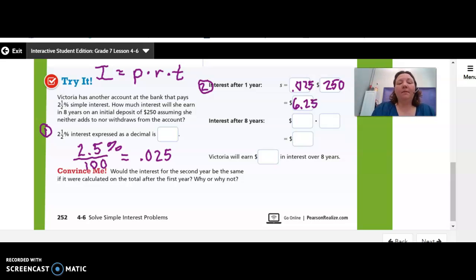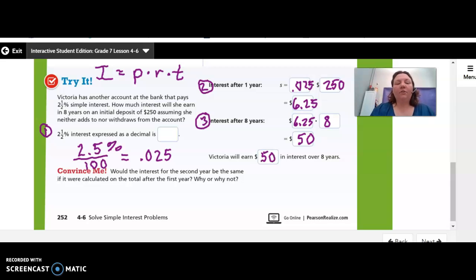So step 3, my final step, is to figure out if I'm going to make that amount of money each year, how much will I have at the end of 8 years? And so I'm going to take my 6.25 times 8. And so when we do 6.25 times 8, we find at the end of the 8-year period, she'll have $50 in interest.